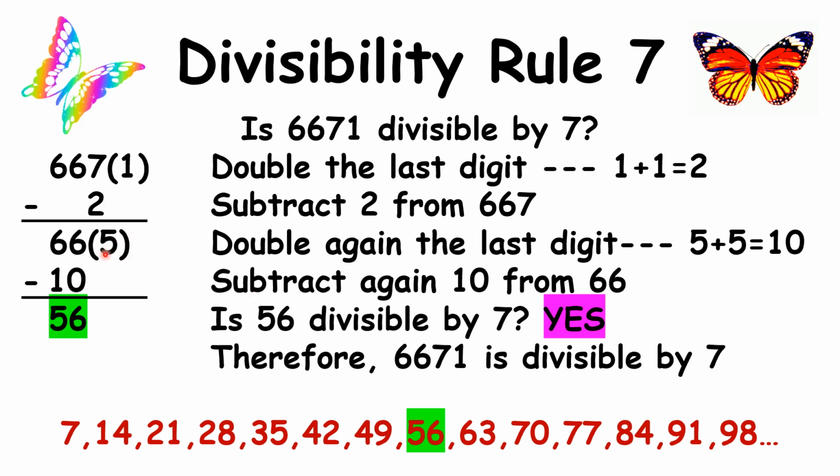Double again the last digit 5, which is 5 plus 5 is equal to 10. Then subtract 10 from the rest of the number, 66. 66 minus 10 is equal to 56. And 56 is one of the multiples of 7. That's why 6,671 is divisible by 7.